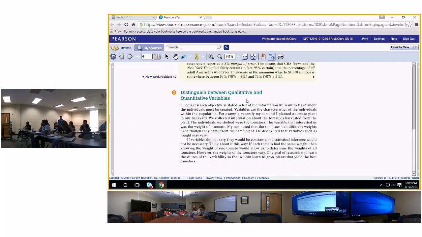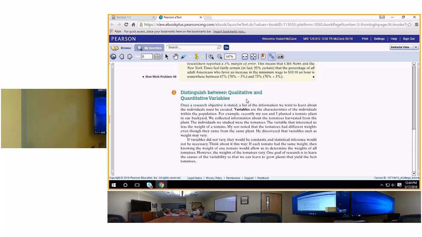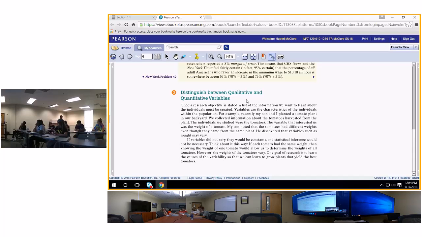How many people drive white cars? That is qualitative. Versus, what's the average weight of the employees at Tri-County Technical College? That would be quantitative. Quality versus quantity. If I go through and ask how many blondes, brunettes, and redheads are in this classroom, that's qualitative data. But if I ask you for the average age, that's quantitative.